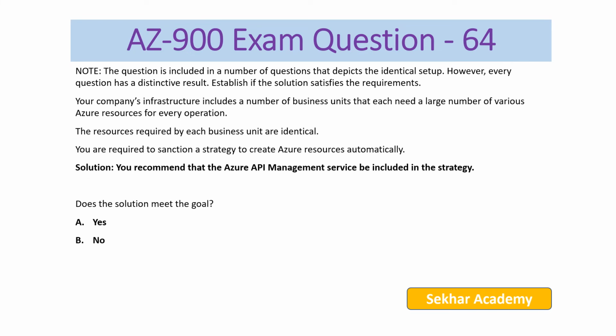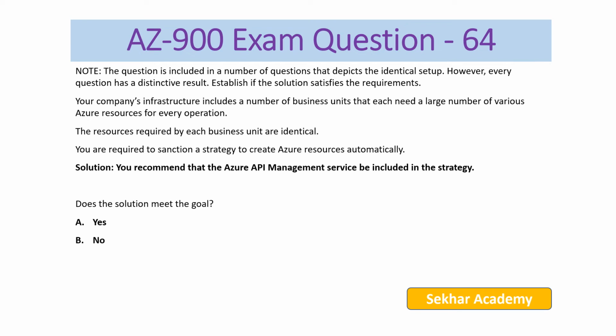AZ-900 exam question number 64. Note the question is included in a number of questions that depicts the identical setup. However, every question has a distinctive result. Establish if the solution satisfies the requirements. The question starts from here.